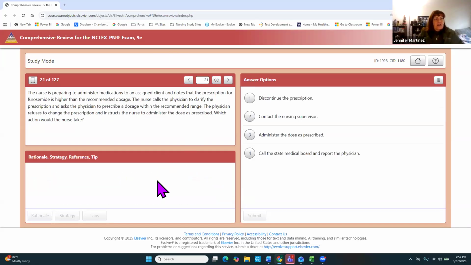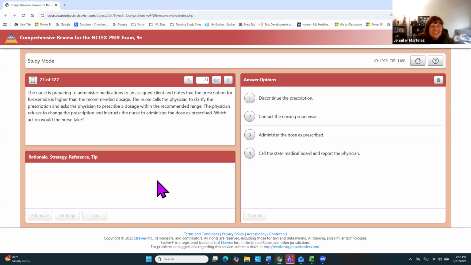All right. The nurse is preparing to administer medications to an assigned client and notes that the prescription for furosemide is higher than the recommended dosage. The nurse calls the physician to clarify the prescription and asks the physician to prescribe a dosage within the recommended range. The physician refuses to change the prescription and instructs the nurse to administer the doses prescribed. What action should the nurse take?